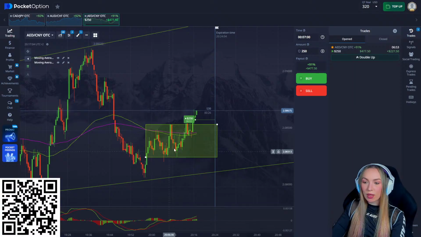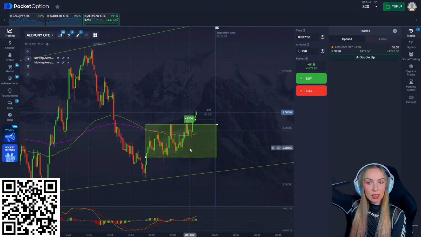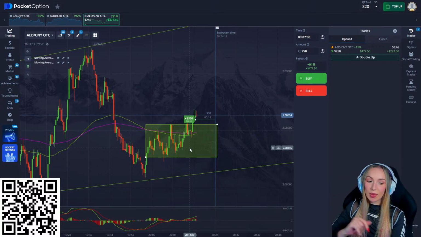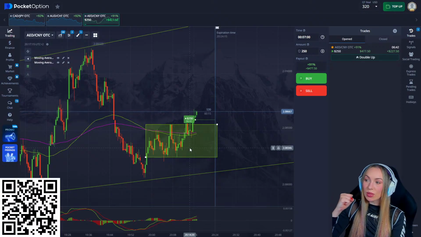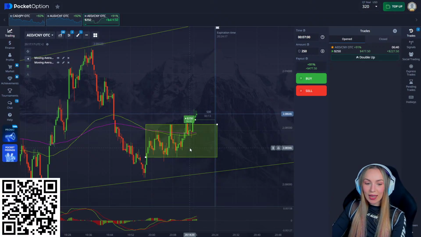I think the price finally overcame the lateral movement, so I opened the trade again, but this time I increased the time, and I entered for 7 minutes to be 100% sure that the price will have enough time to go up.